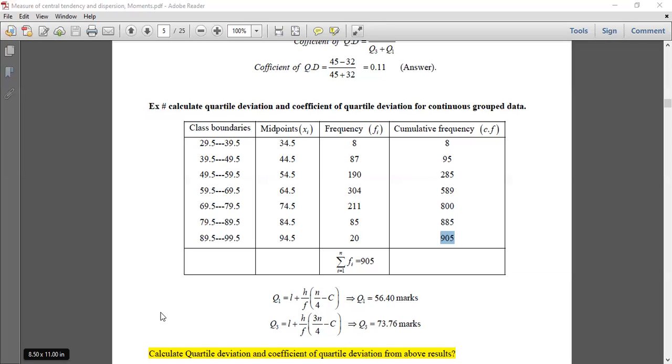Similarly, for the third quartile, Q3, the formula is 3n by 4. So 3 into 905 divided by 4. That gives us 678.25.